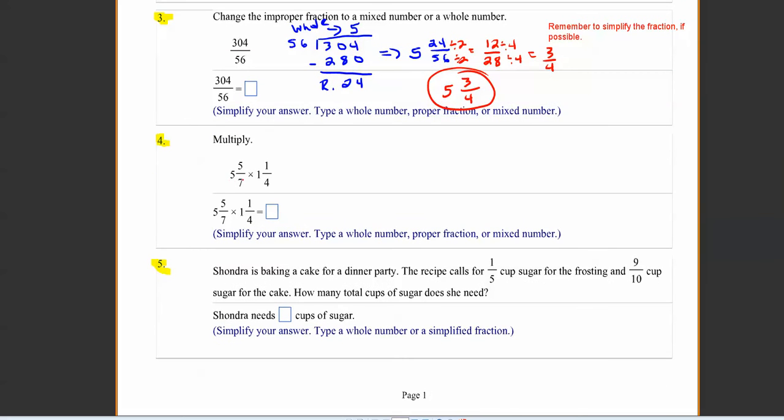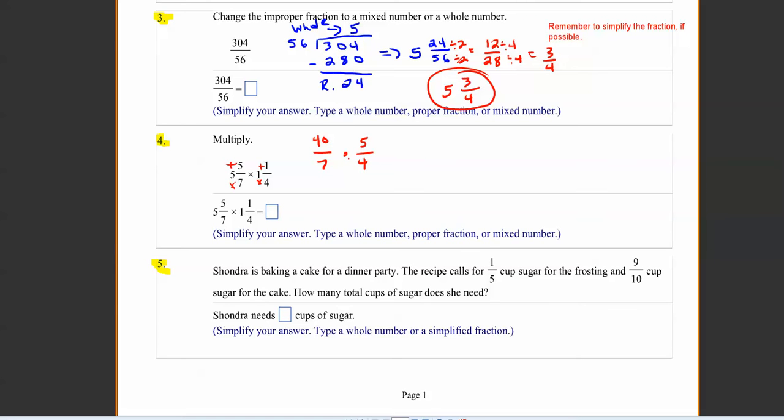Okay. Number 4, in order to multiply mixed numbers, you need to convert those mixed numbers into improper fractions. So 5 and 5/7: 7 times 5 is 35, plus 5 is 40 over 7. And then 1 1/4: 4 times 1 is 4, plus 1 more gives us 5 over 4. So I'm multiplying 40 over 7 times 5 over 4. Again, my instructions tell me to simplify my answer, submit as a whole number, proper fraction, or a mixed number.